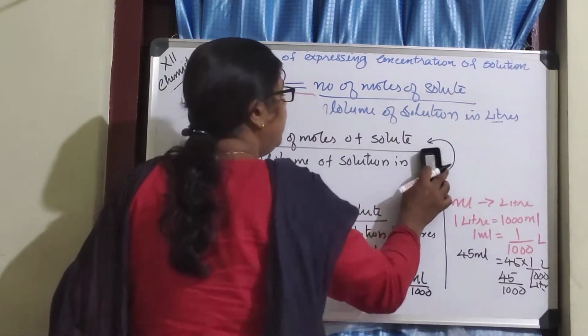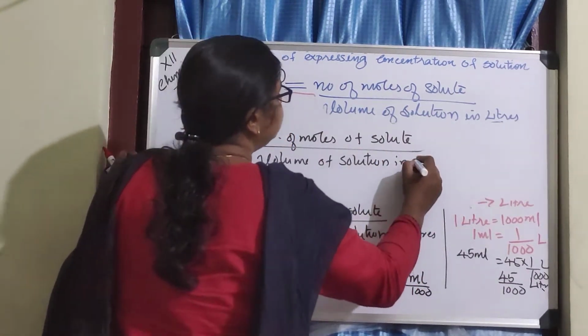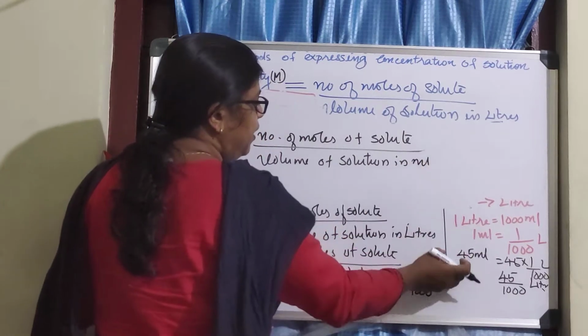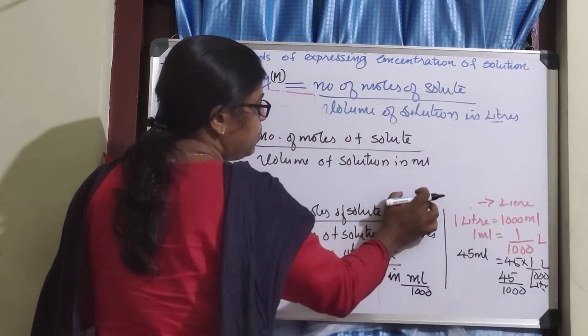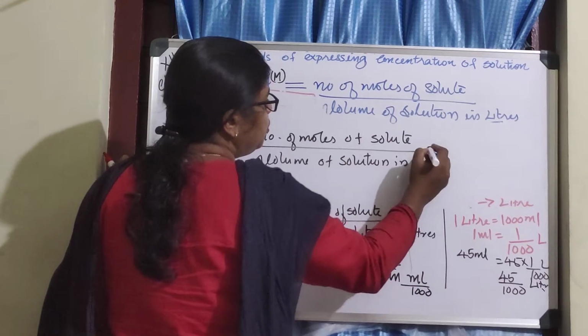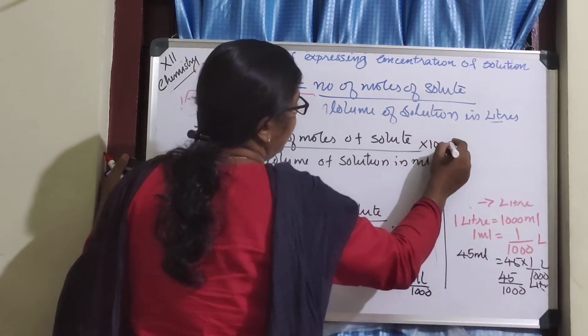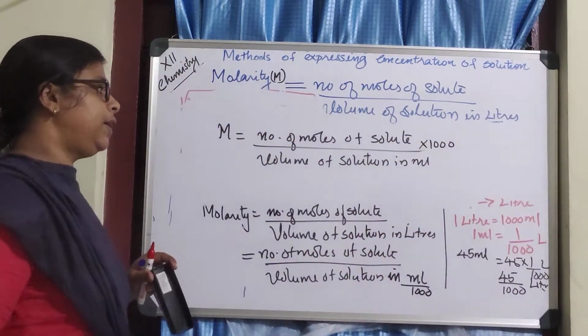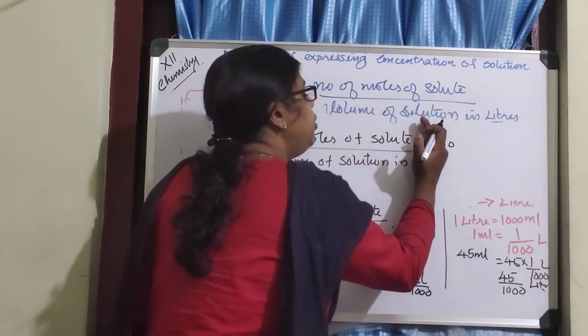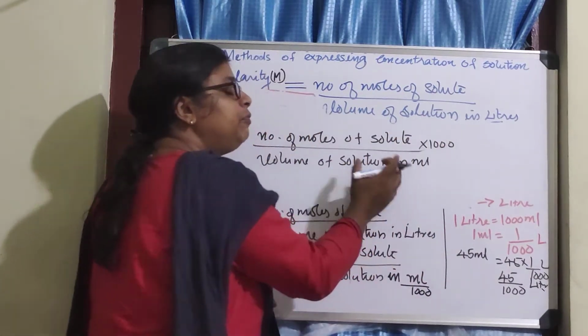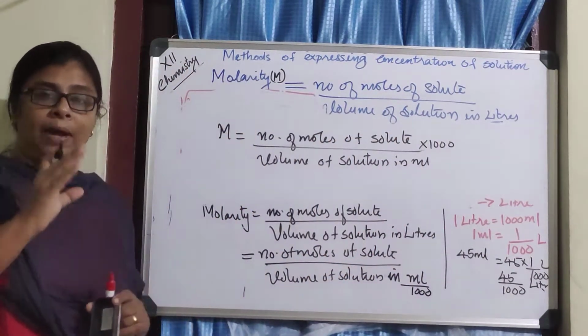After rearranging, to convert the volume in ml to liter, we divide the volume in ml by 1000. So the same effect is obtained if you multiply with 1000 in the numerator. When do we multiply the numerator with 1000? When the volume of the solution is given in ml.